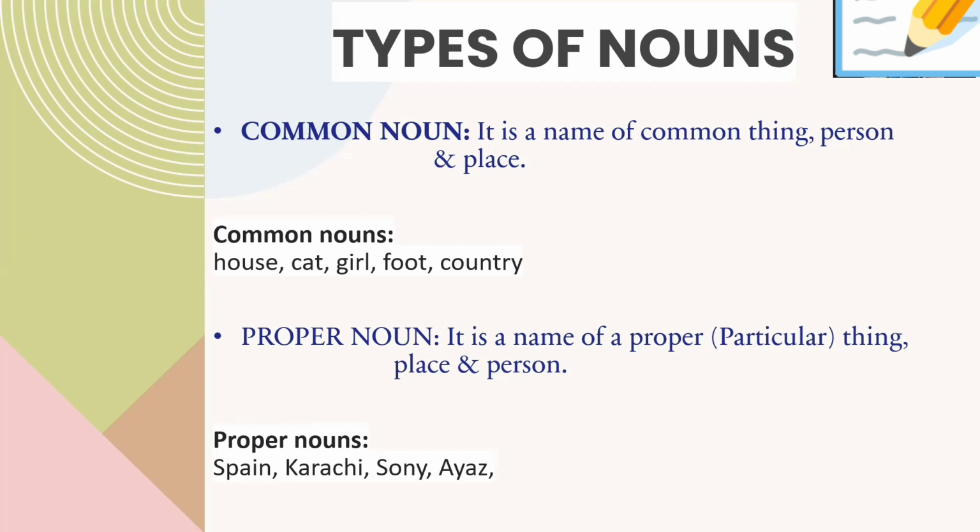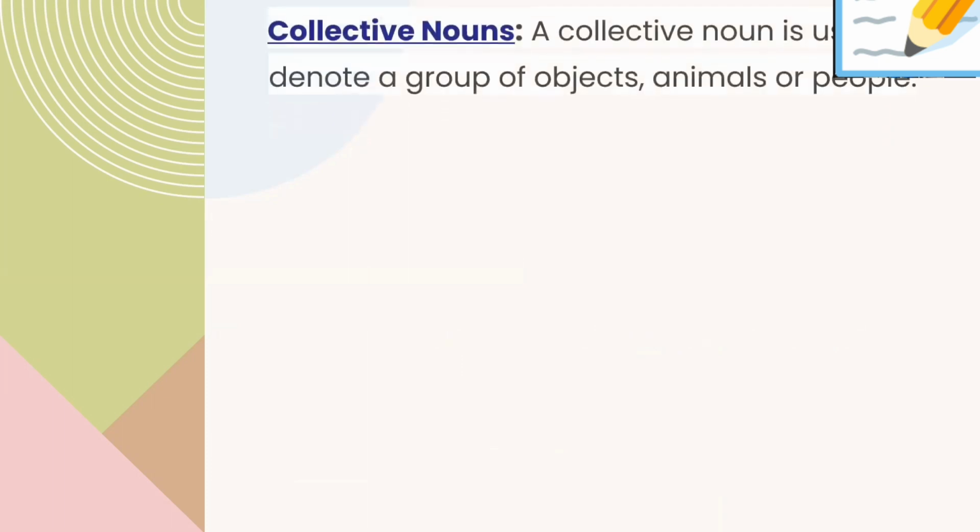And now, collective nouns. A collective noun is used to denote a group of objects, animals, or people. Collective nouns means collection of things, collection of persons, collection of objects, or we can say group of persons, group of animals. This is what we call the collective noun.